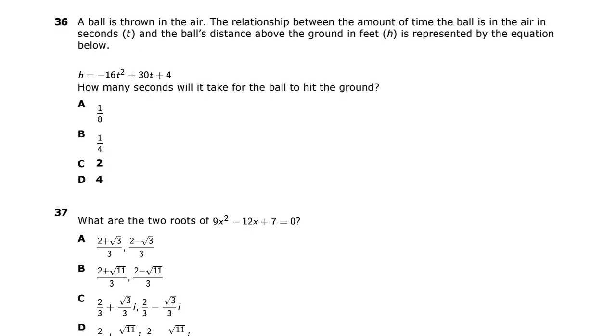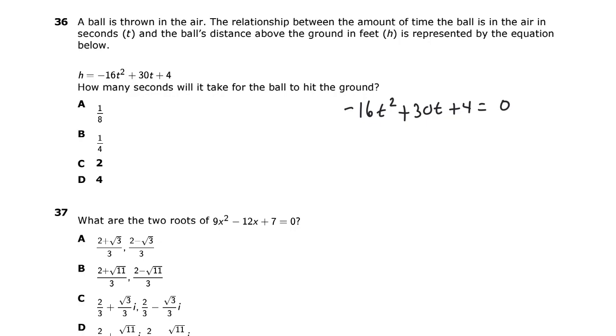A ball is thrown in the air. The relationship between the amount of time the ball is in the air in seconds and the ball's distance above the ground is represented by the equation. So we're saying that it's negative 16t squared plus 30t plus 4 equals 0, because that's when it's going to hit the ground.